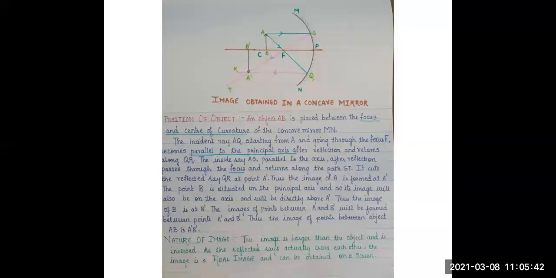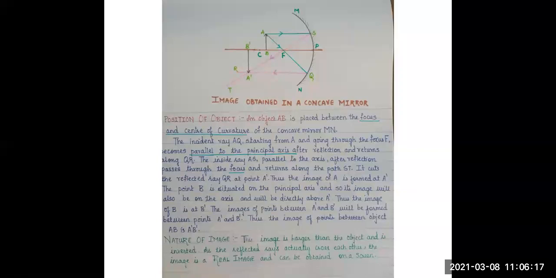So what is the nature of the image? This image is larger. You can see the size of A dash B dash is increased compared with AB, and it is inverted. AB has an arrow headed upwards and A dash B dash has an arrow headed downwards, so it is inverted.